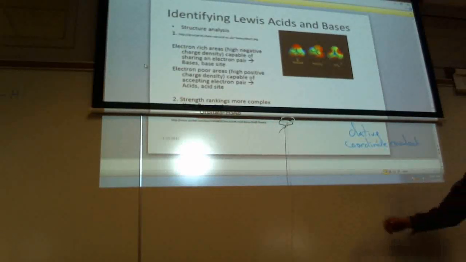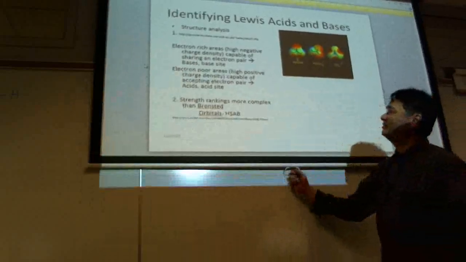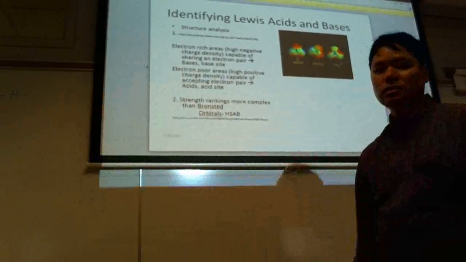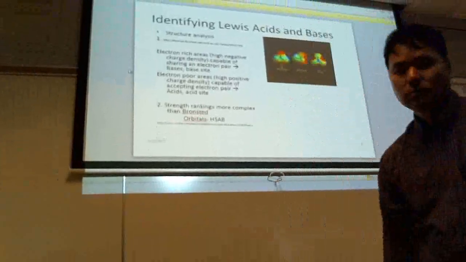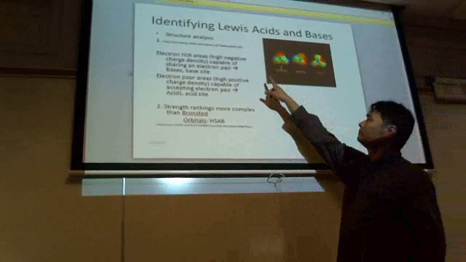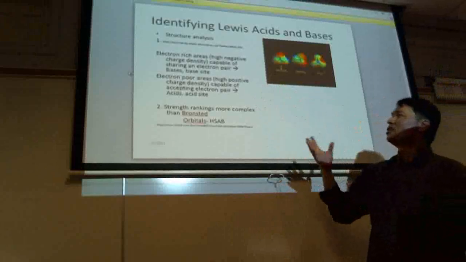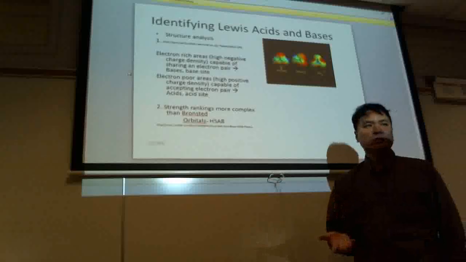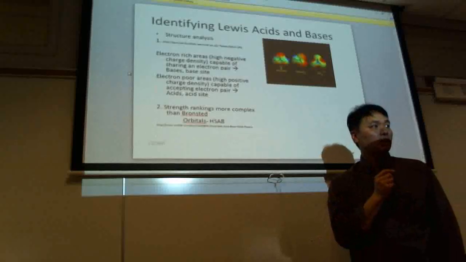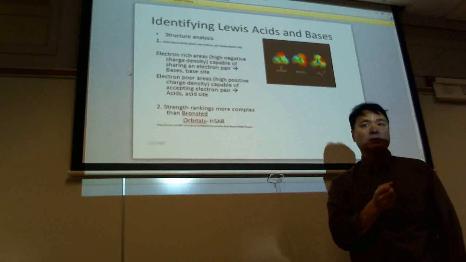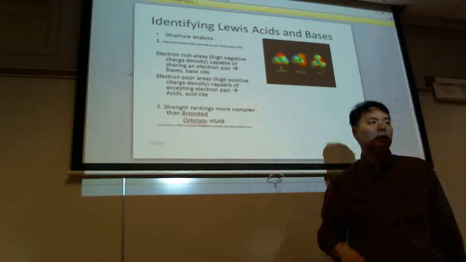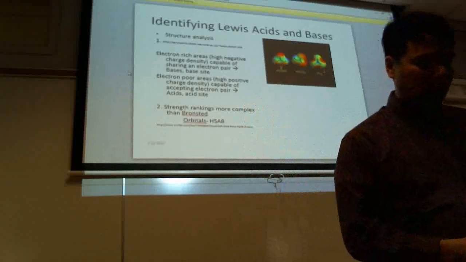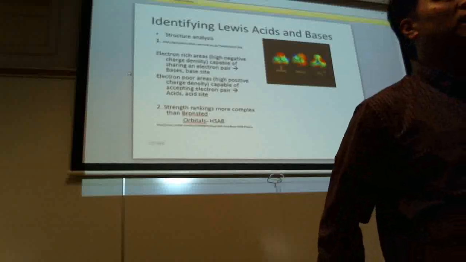So let's analyze Lewis acids and bases, looking at the structure. You look for electron-rich regions, electron-rich regions that have a lone pair. Those should be your base sites. And then you look for electron-poor areas that can accept a lone pair. Electron-poor areas that can accept a lone pair would be called your acid site.